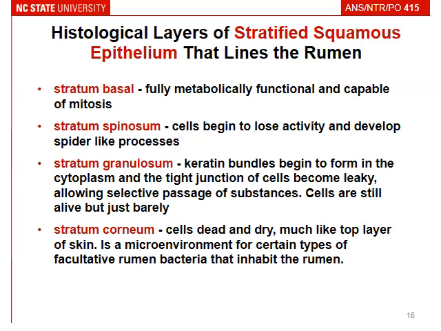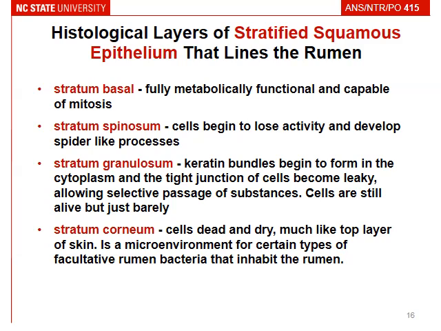The next layer is the stratum spinosum, and this is where cells begin to lose some metabolic activity, and they develop some spider-like processes. They're still alive, but they're less metabolically active. So they are further away from the blood supply. The nutrients are diffusing through, so there's just not as much for them to get.